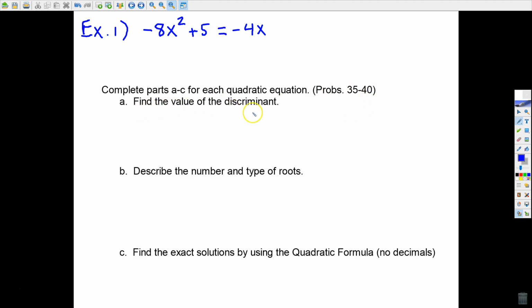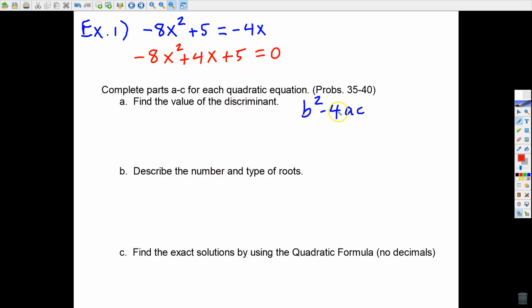The first thing we'll do is find the value of the discriminant. So once again, the formula for finding the discriminant is b squared minus 4ac. What you should do first is arrange the equation so that it's in standard form. So the first thing I'm going to do is make this look like negative 8x squared plus 4x plus 5 equals 0. Now if you made it so that it's positive 8x squared, that's okay, no problem. This is our standard form.